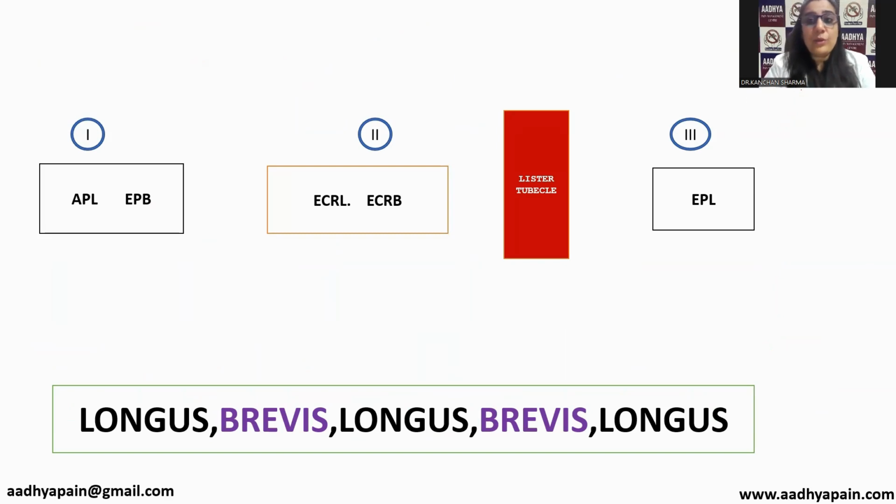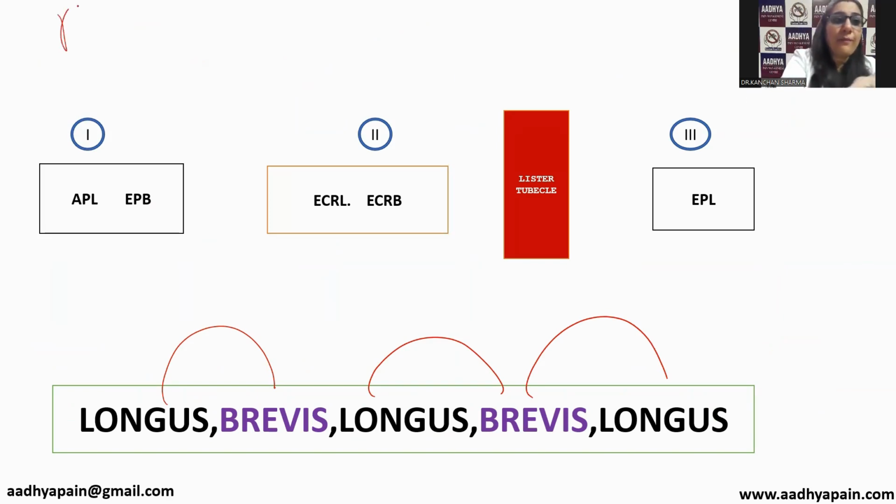Always remember, whenever you are learning the tendons, it is always a longus followed by a brevis, then a longus, followed by a brevis, and then, of course, a longus, right? So if I'm starting from the radial side going to the ulnar side, you can follow the same. You can come from the ulnar side and go up to the radial side. So that is the Lister's tubercle.